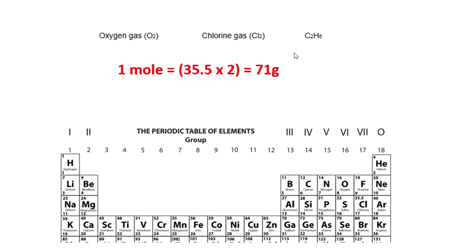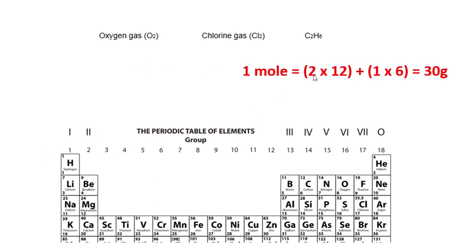And then C2H6, we're back to a formula again, 2 carbon, 6 hydrogens. So 2 times 12, 2 times the carbon, 1 is hydrogen, so multiplied by 6. So 2 times 12 plus 1 times 6 gives us 30. So 1 mole of C2H6 weighs 30 grams.